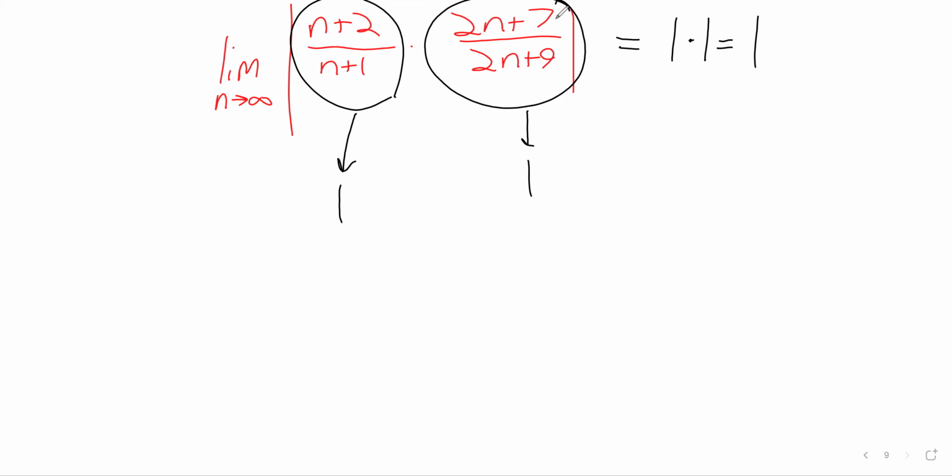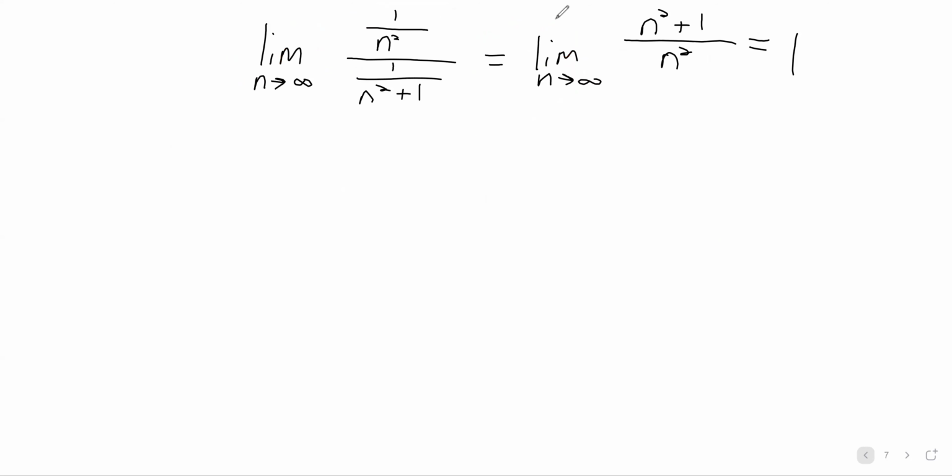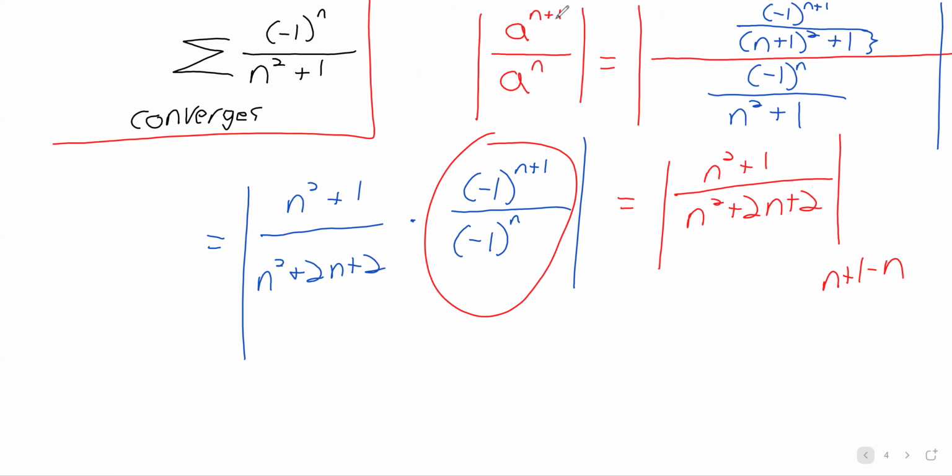And the ratio test fails. So 1 is a genuine failure state. Here we get 1 and the series diverges. Here we get 1 and the series converges. If you get 1, you're going to need something other than the ratio test.